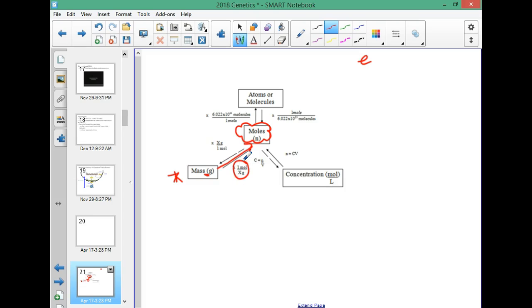For example, you found out that your molar mass of silicon was 28.09 grams per mole. 42.6 grams times 1 mole over 28.09 grams is going to give you your answer in moles. You did question number 1 just fine.